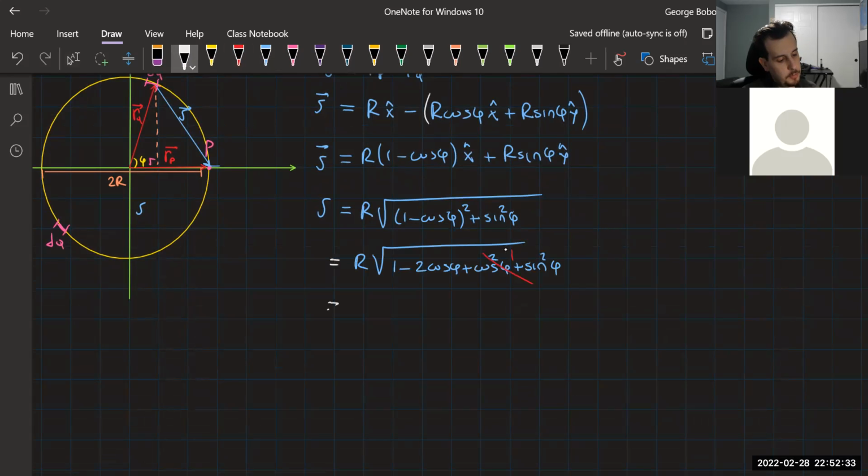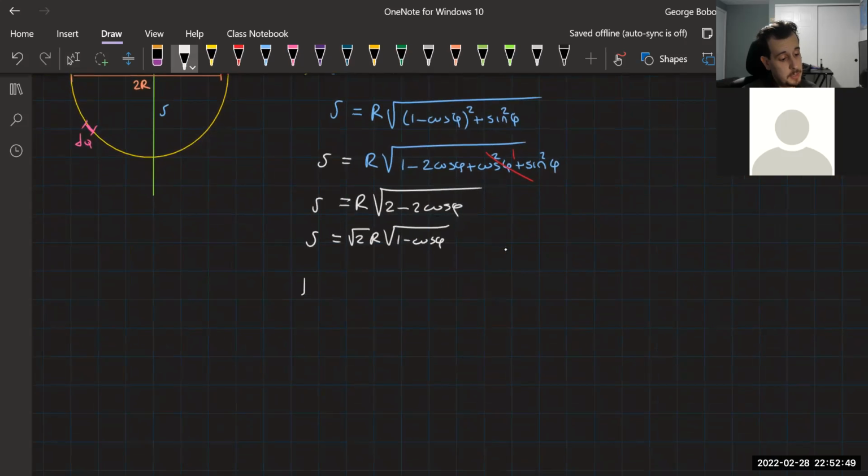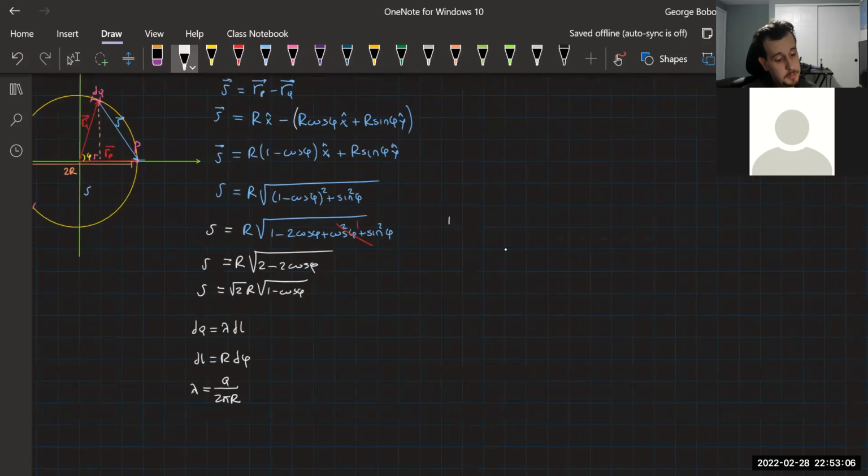So for your curly R size, you'd get 2 minus 2 cos phi, or root 2 R times root of 1 minus cos phi. Wow, right? And that's your curly R. Your dq is still the same stuff that it was before, lambda dL. And your dL right now is literally just R d phi. And your lambda would be Q over the circumference of the ring. And you've got it all now to put into your dV.